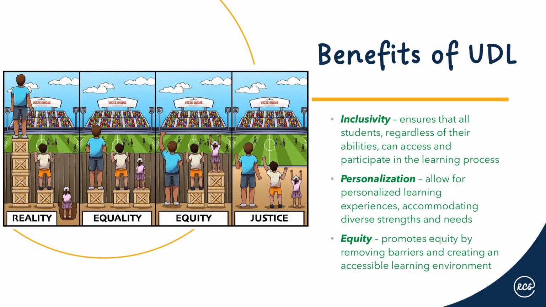Again, all students have diverse strengths and needs. We need to make sure that we meet the needs of all those students, whether they need read aloud, maybe they need speech to text, they have issues with writing. So how do we make sure that they have access to that?